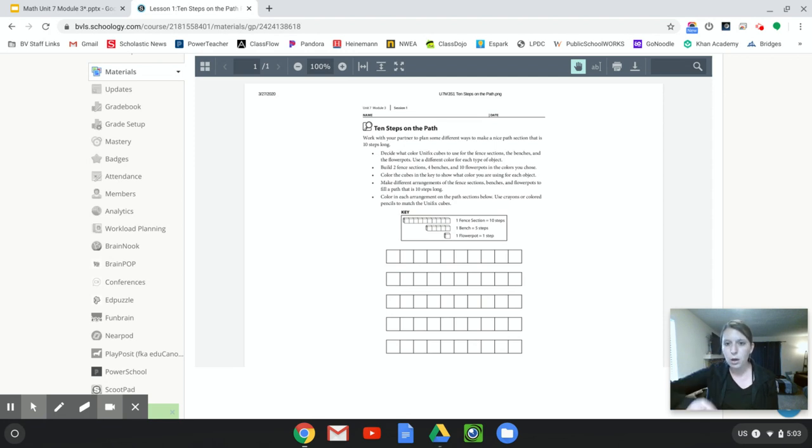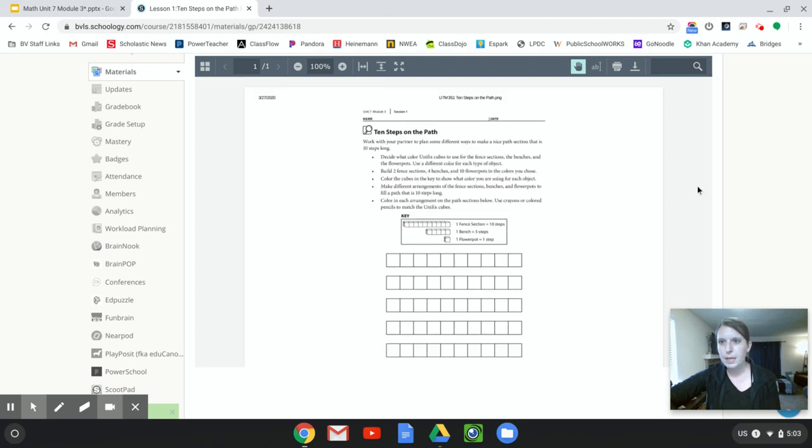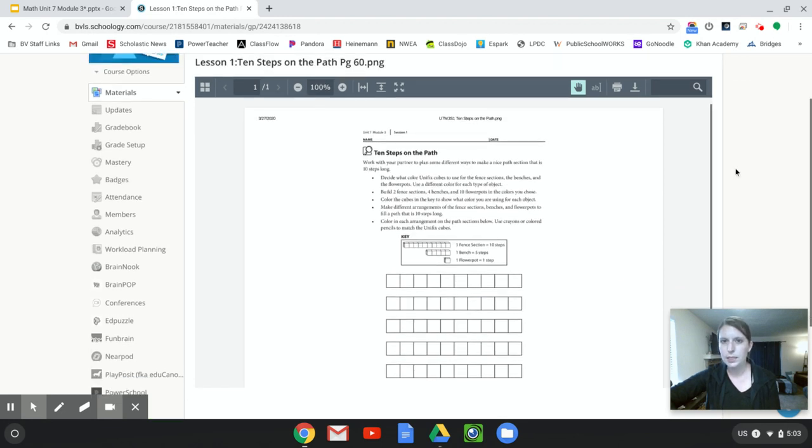Or you could draw something like this on your paper. You could draw, if you wanted to do 2 benches, you could draw 5 blue squares next to 5 more blue squares, and that would work too. So your goal is to come up with 5 paths that will equal 10 steps, okay? So that's where that paper is.